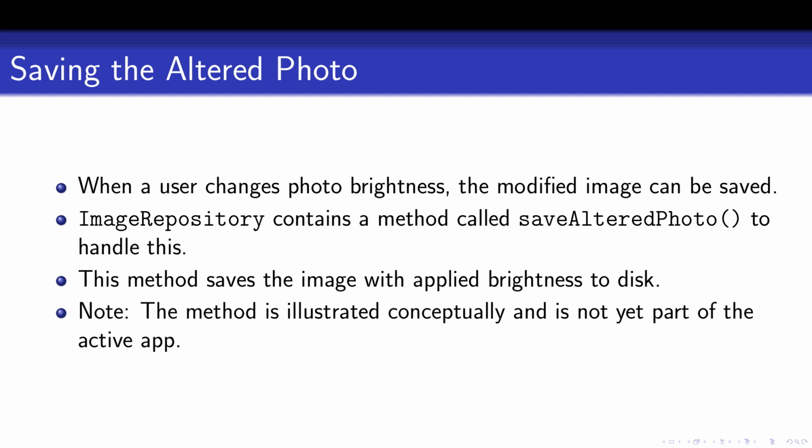Once the user finishes editing the photo, they can save the new version. Although the Save Altered Photo method isn't initially wired into the app, it demonstrates the correct approach. This method applies the selected brightness filter to the original bitmap, draws the result on a canvas, and saves the image as a new file. This workflow preserves the user's visual edits.